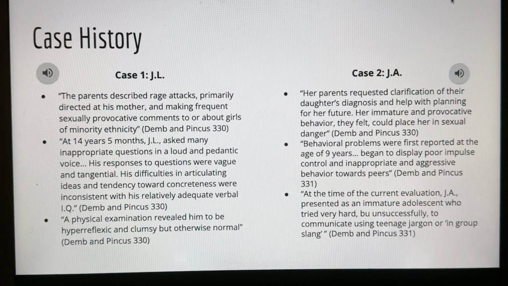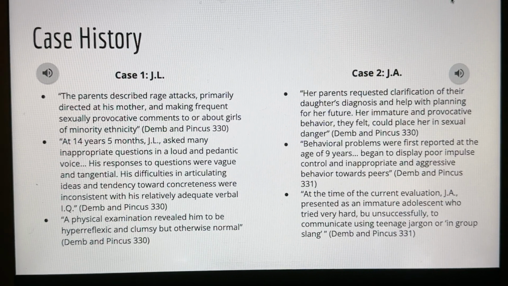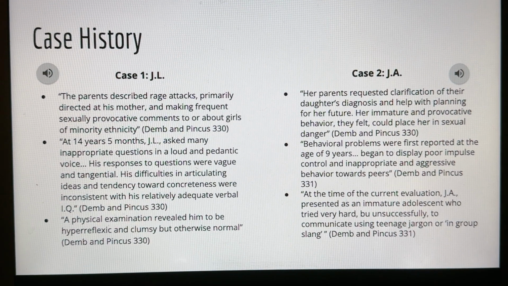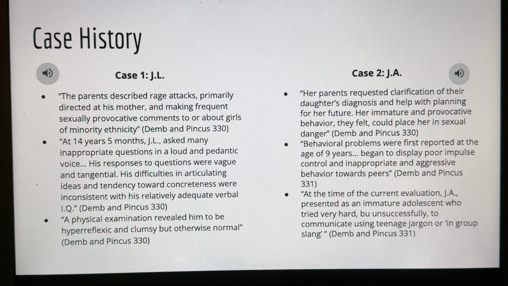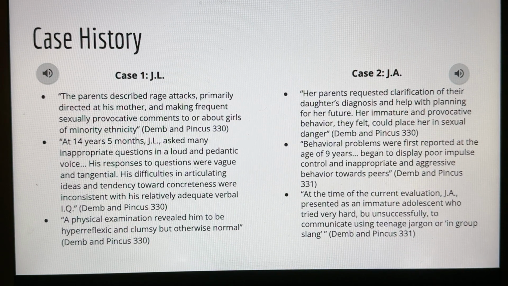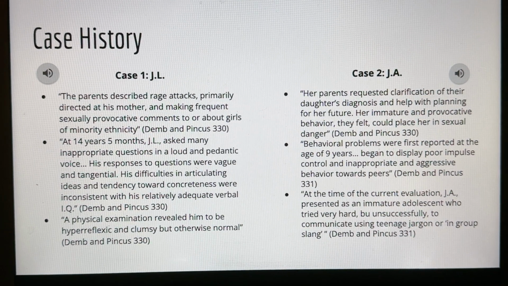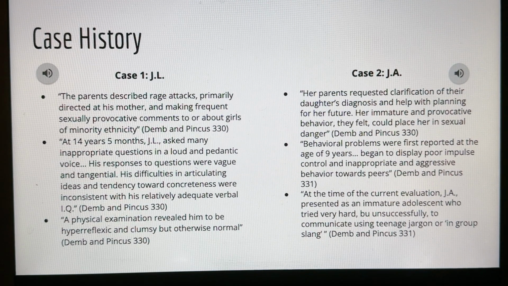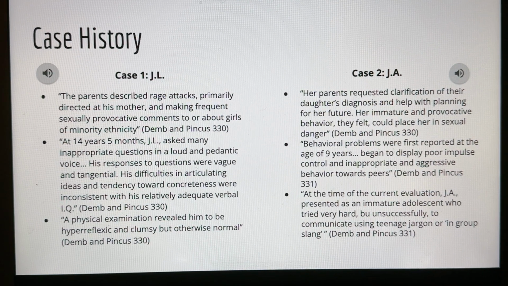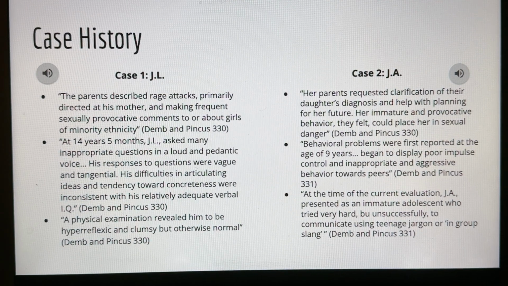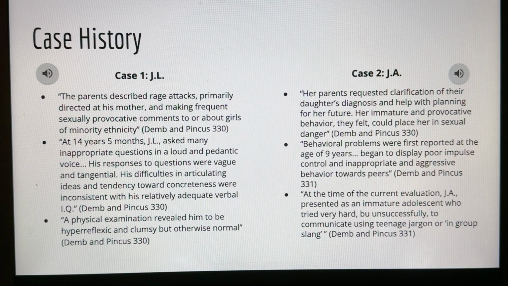Case 2. Her parents requested clarification of their daughter's diagnosis and help with planning for her future. Her immature and provocative behavior, they felt, could place her in sexual danger. Behavioral problems were first reported at the age of 9 years, when she began to display poor impulse control and inappropriate and aggressive behavior towards peers. At the time of the current evaluation, J.A. presented as an immature adolescent who tried very hard but unsuccessfully to communicate using teenage jargon or group slang.